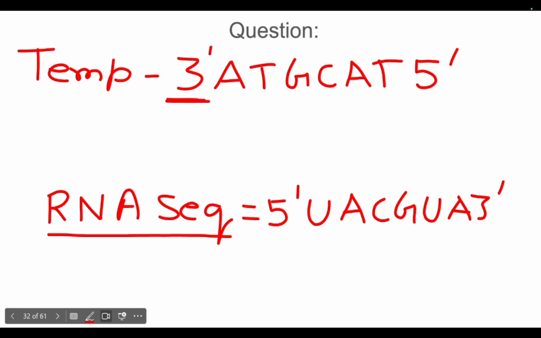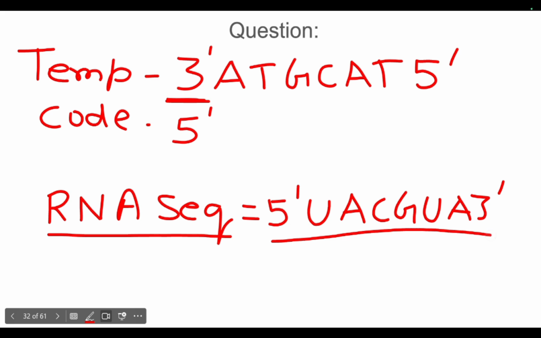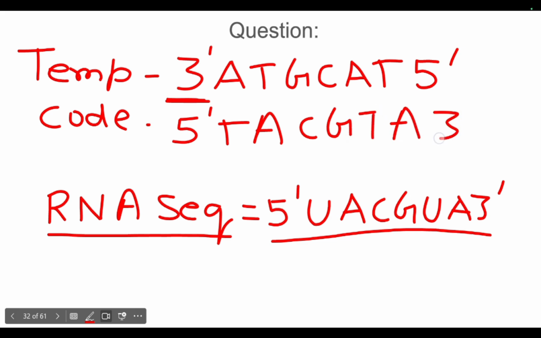Now if I ask you what the coding strand is, the coding strand is exactly complementary to the template. So the coding strand will be 5', and in a sense it is also the same as the RNA sequence except for U. So 5' T A C G T A 3'. In this way, a question can be asked: you may be given a coding strand, and then you are asked for the RNA sequence.